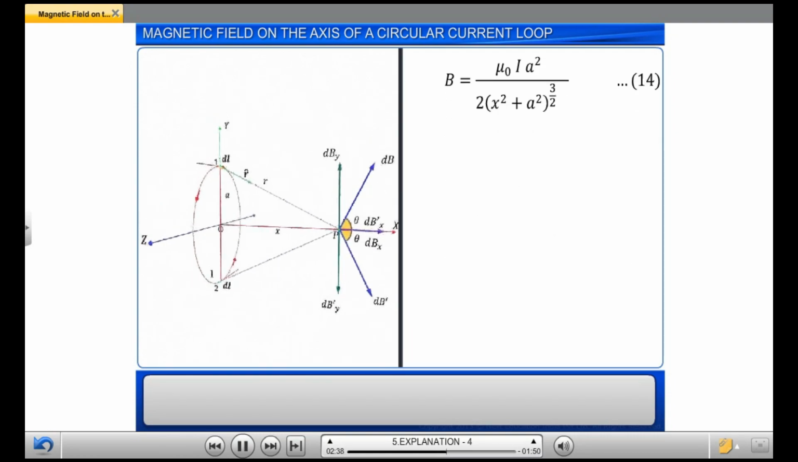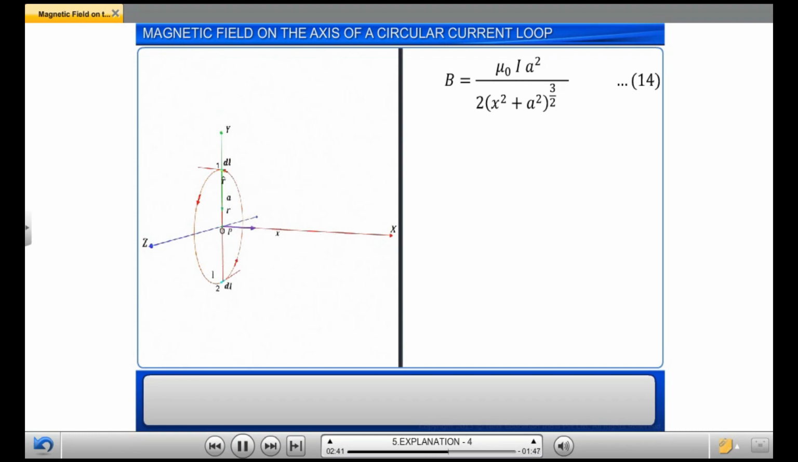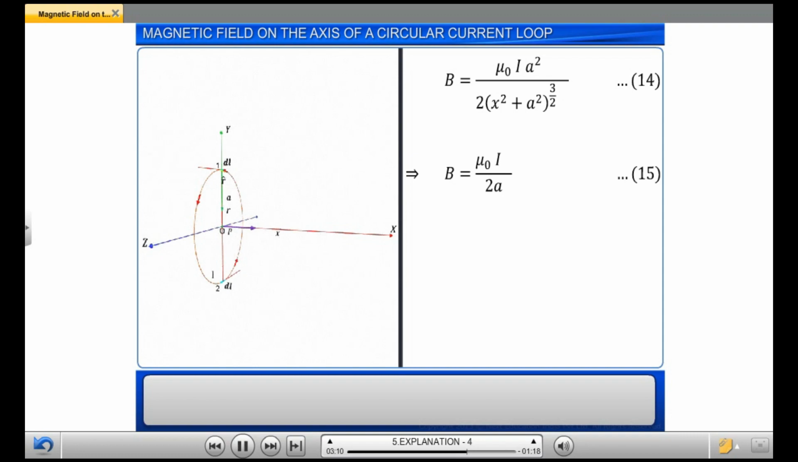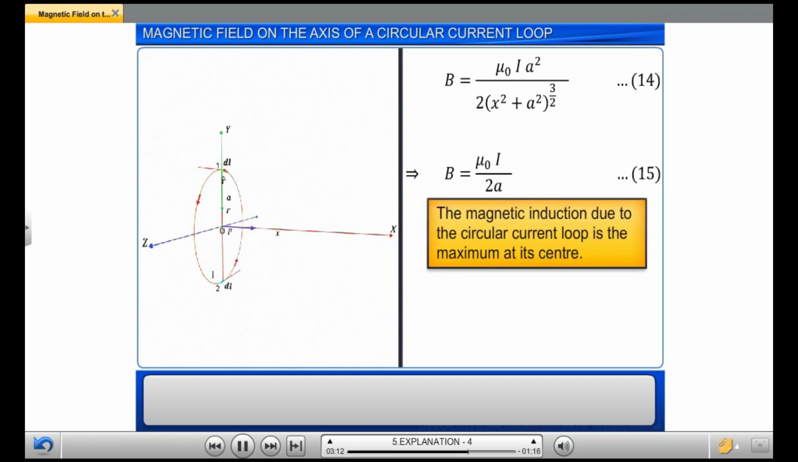If we consider the point at the center of the circular loop, then the value of x becomes 0. Substituting x equal to 0 in equation 14 and simplifying further, we get the magnitude of the magnetic induction at the center of the loop as B is equal to mu naught I by 2a. Let this be equation 15. Thus, the magnetic induction due to the circular current loop is the maximum at its center.